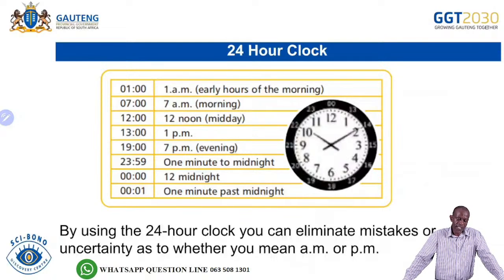So as soon as we say 00:01, it's a minute past midnight and cannot be repeated in one day. By using the 24-hour clock, you can eliminate mistakes or uncertainty as to whether you mean AM or PM, that is your morning and evening.